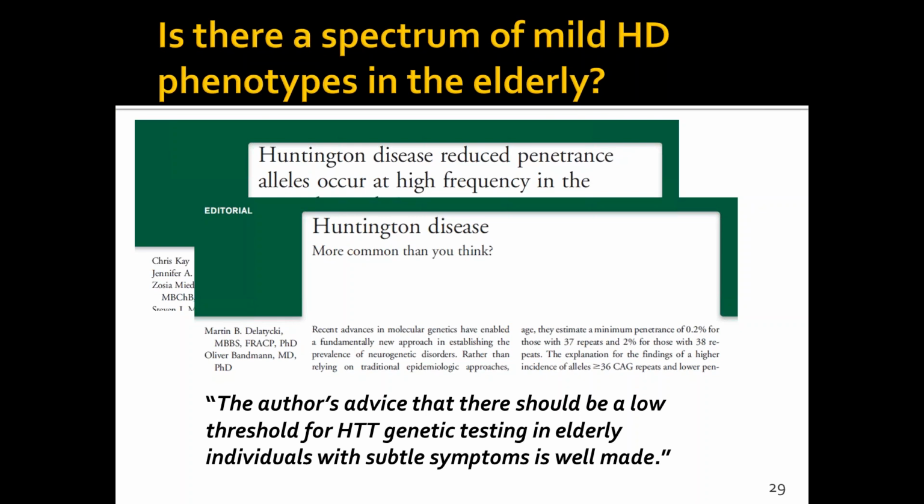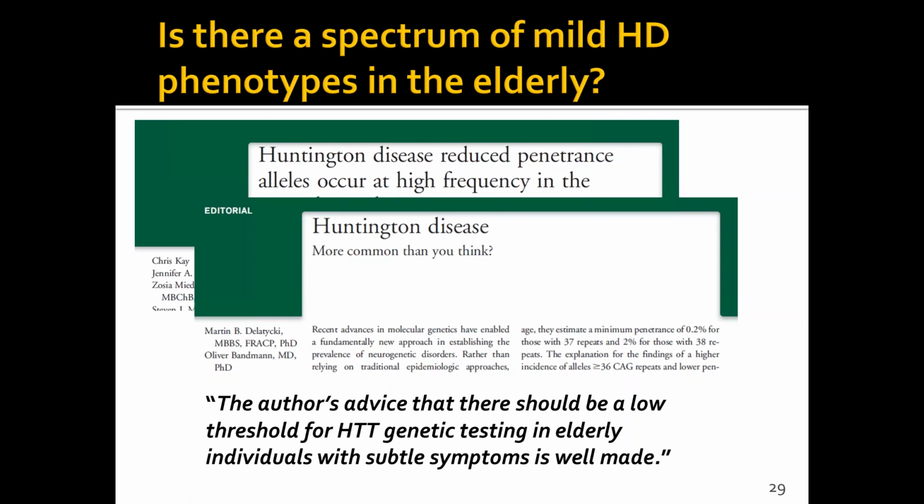that the threshold for testing in elderly individuals who maybe have suggestive phenotypes of Huntington's, suggestive signs of Huntington's, should maybe be lower. Right now, there's many people who would only test for Huntington's if you actually have a family history of Huntington's. So there's many reasons based on the genetics to believe that maybe more people who are over the age of 65 who maybe have subtle symptoms should be tested.